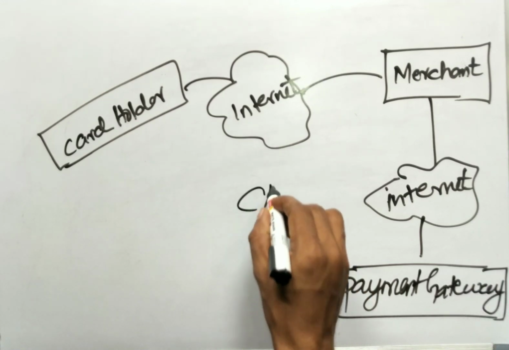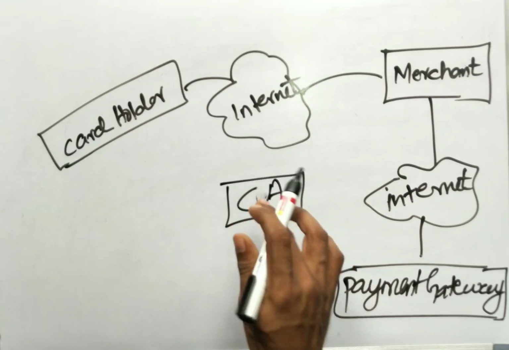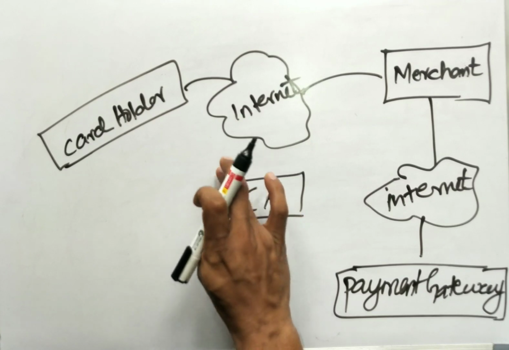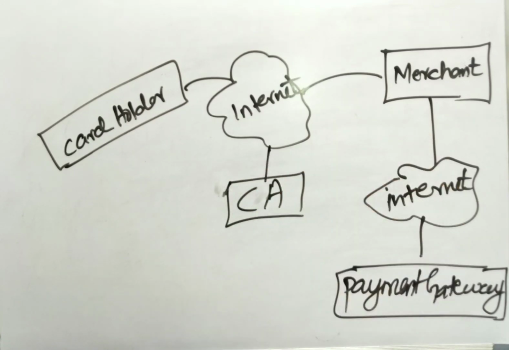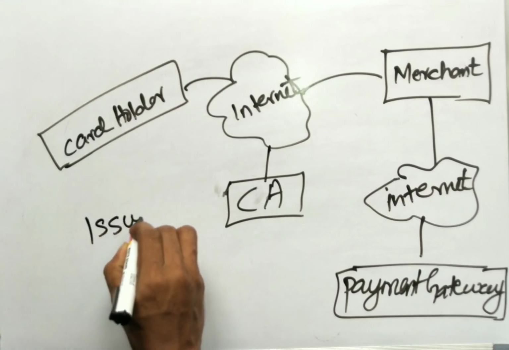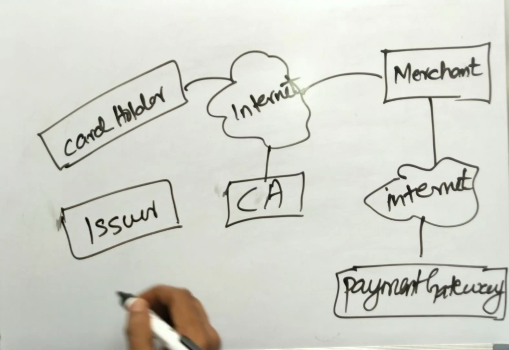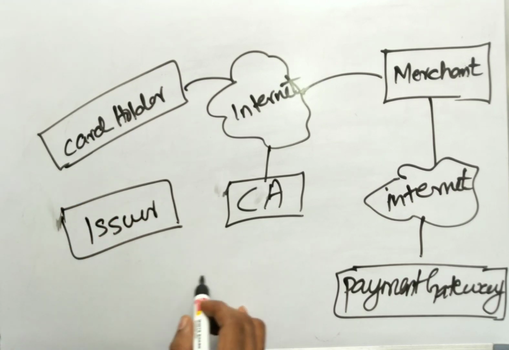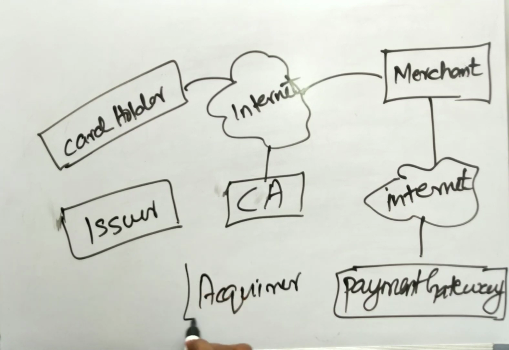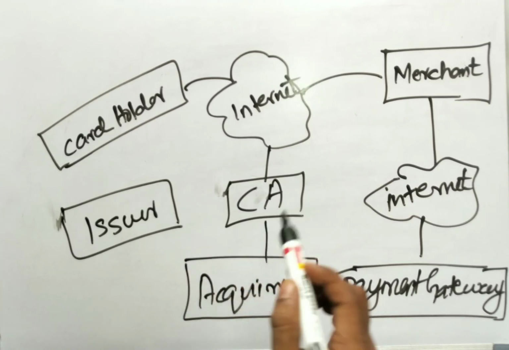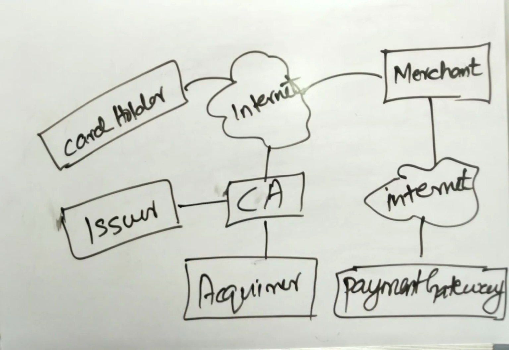And the certifying authority, I'm writing just in the middle, because he is a very significant role player, and he has a connection with the internet, he has a connection with the issuer bank. So a certificate is required for the issuer, and a certificate is obviously required for the acquirer also. Okay, the merchant's bank is the acquirer bank, so certification is required for both the issuer and the merchant.